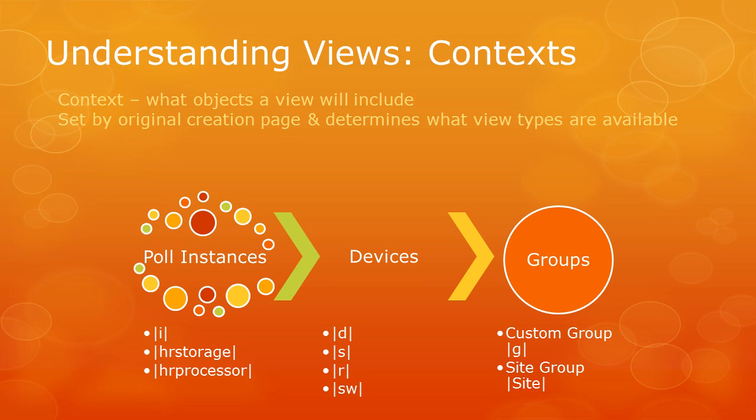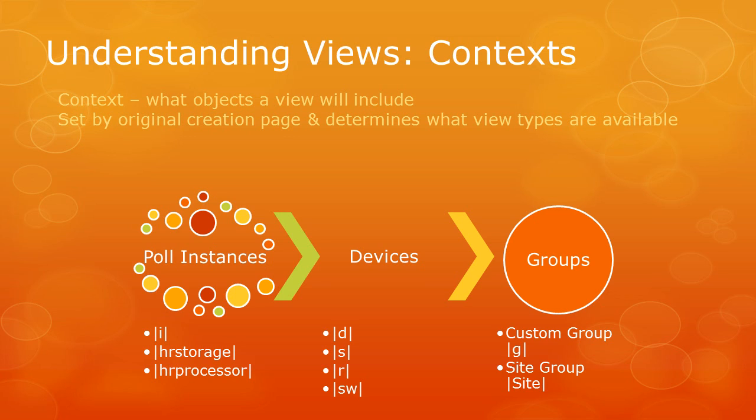Now, there are essentially 3 locations or levels of detail in NPC called contexts. Each context level has an associated set of pages. The best example of a poll instance context is the interface context. When you drill into an interface in NPC, you're taken to a set of pages that all focus on the performance of that single interface. The same applies to any type of poll instance. Now, the device level context views focus on multiple poll instances all belonging to the same device. The group and site level contexts are essentially the same as the device level context, except all the poll instances belong to the same group or site.